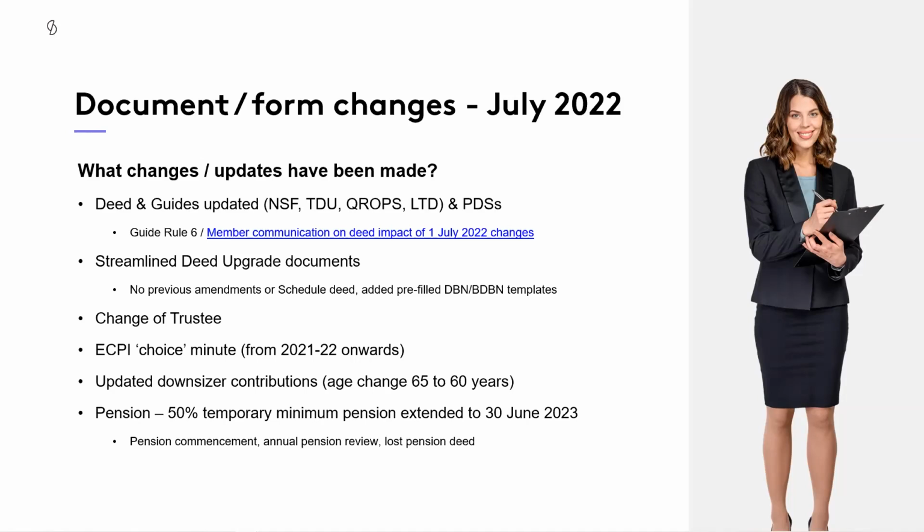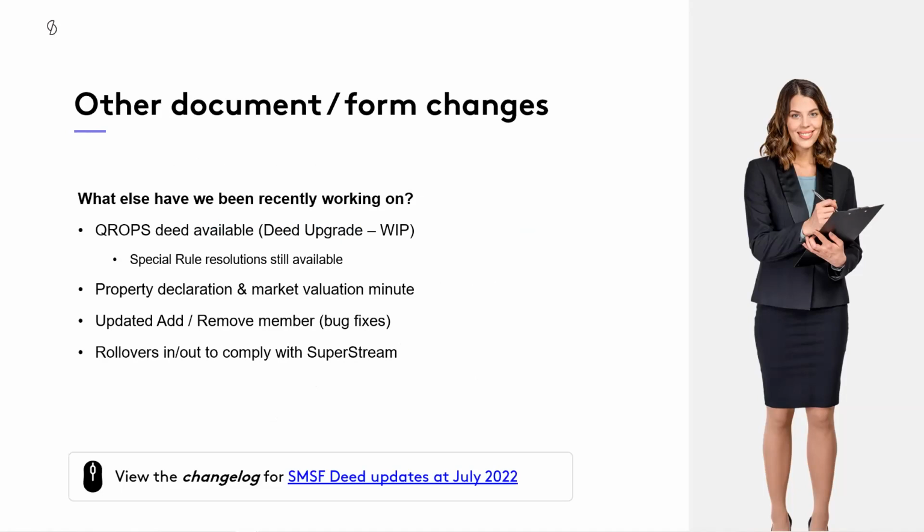Both in the commencement documents, in the annual pension review documents, and the lost pension deed documents. What else have we been working on over the past 4 or 5 months? We have rolled out a specific CUROPS deed. We do actually have the special rule resolutions. That's what we did have initially, but we now do have an actual deed there itself.